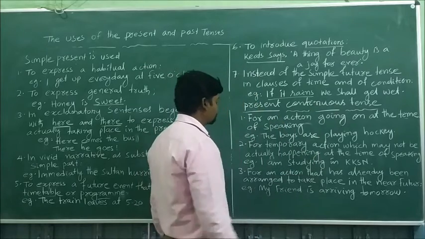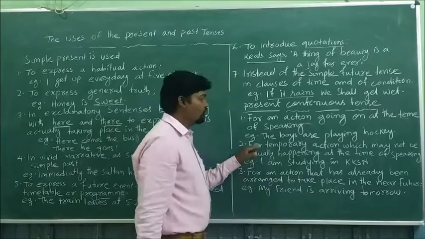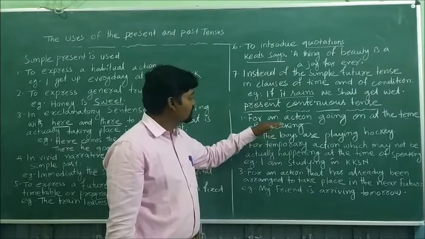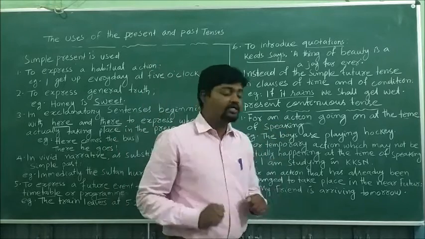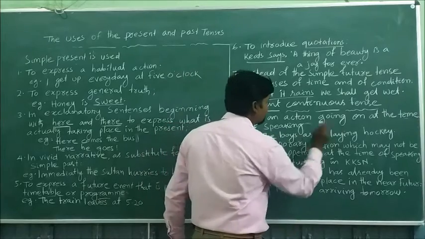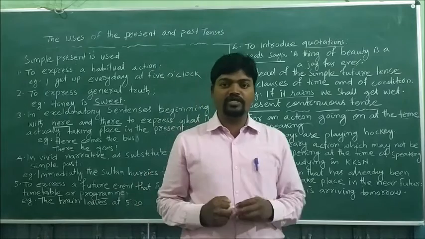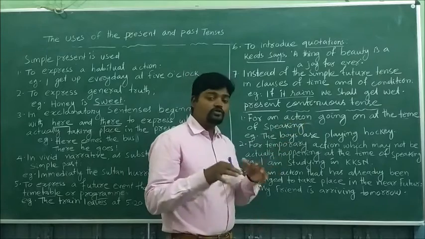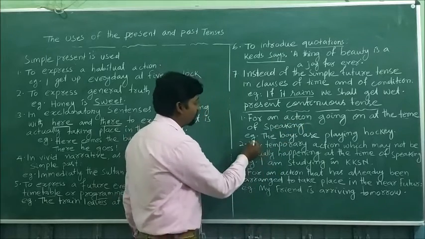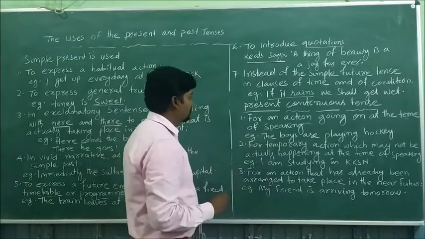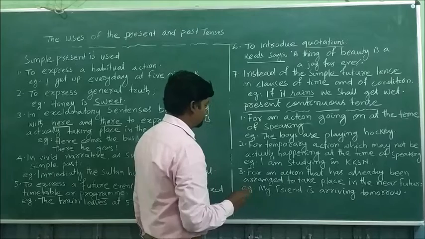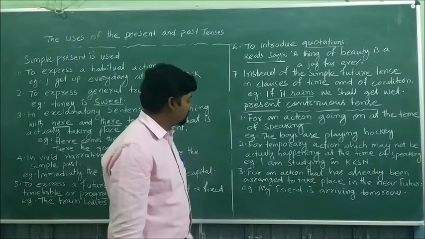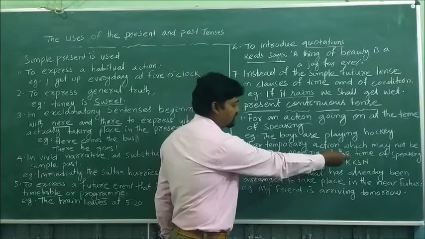Example: the boys are playing hockey. At the time of speaking, if the boys are playing, then we need to use the present continuous tense. Now I am teaching you English. Now is the time of speaking, and it is going on. It is in progress. In this situation, we have to use present continuous tense. Example 2: for temporary actions which may not be actually happening at the time of speaking.